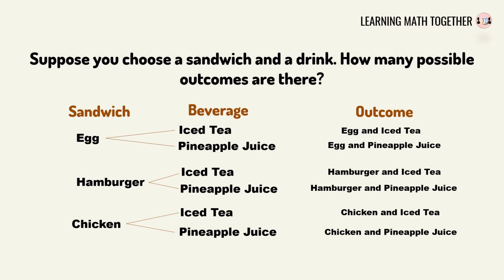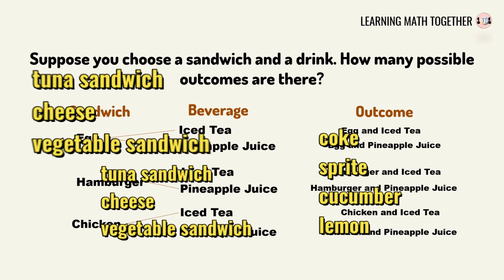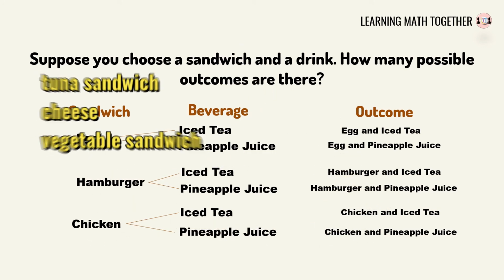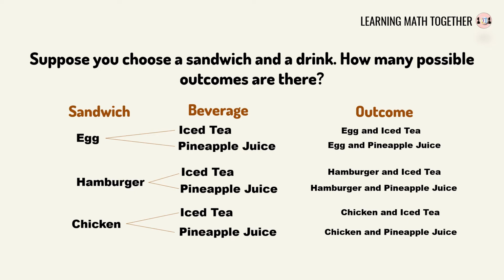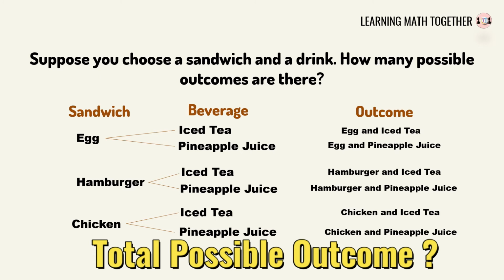So as you can see in the solution, we had plenty of things written in here in order for us to count the number of possible outcomes. But what if there are more than 3 options for the sandwich? What if there are more than 2 options for the beverages? I am pretty sure that we will have a lot of things to enumerate in order for us to count all the possible outcomes. So to avoid that situation of enumerating everything, we could have another way in identifying the total possible outcomes in each problem.